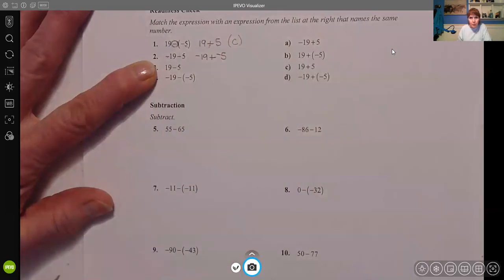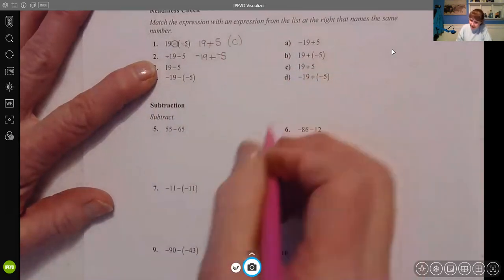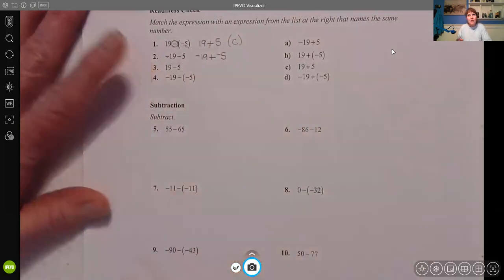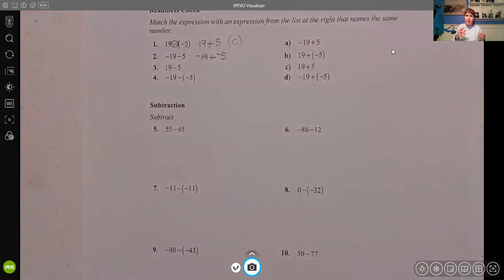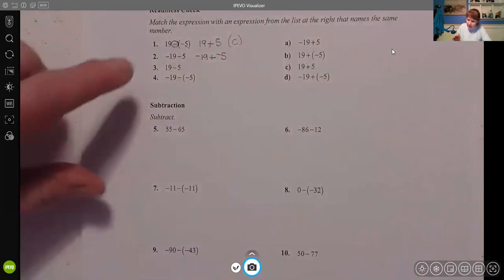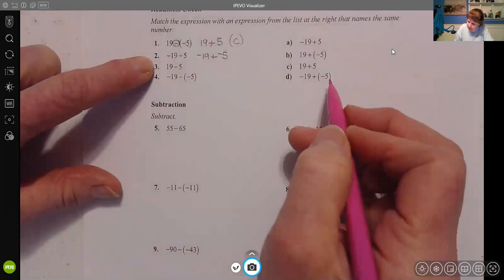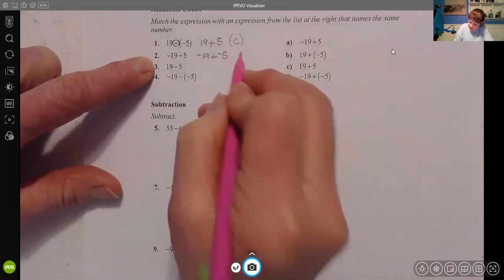And then we can use the rules from section 2.2 when we add them together. So I guess you can think of it that we don't really have the subtraction, we have addition, and then we use the addition rules. Let's see, this one would be D.